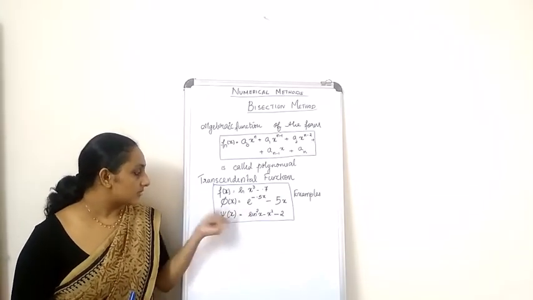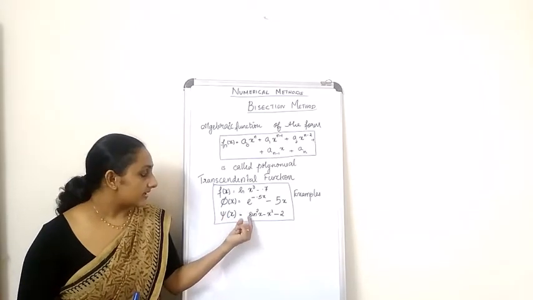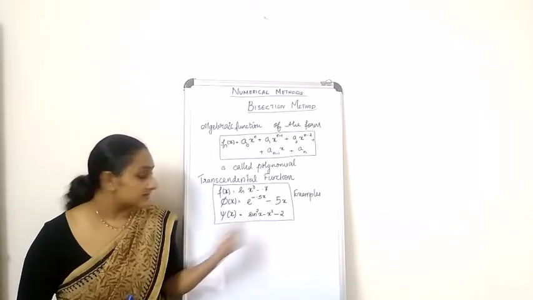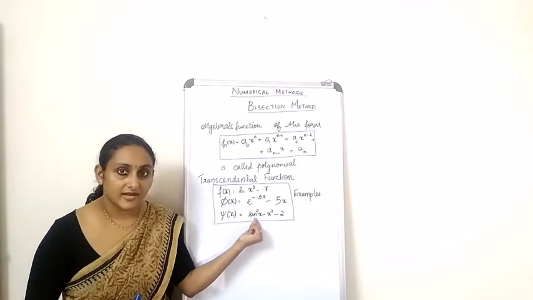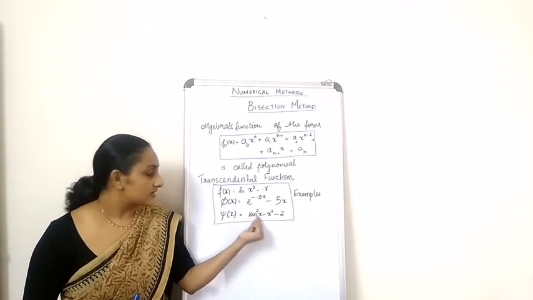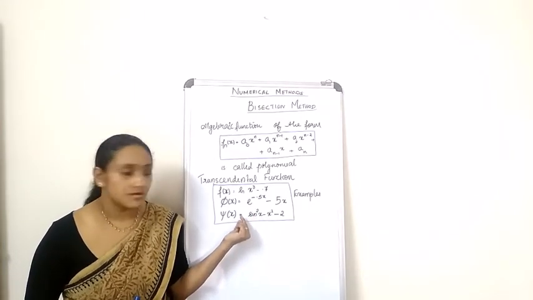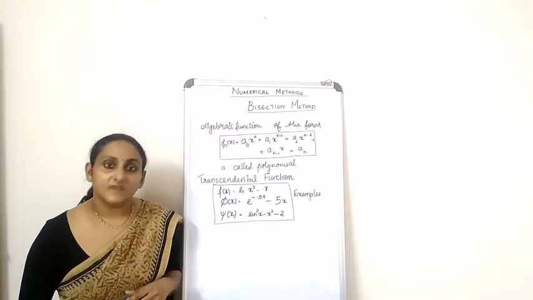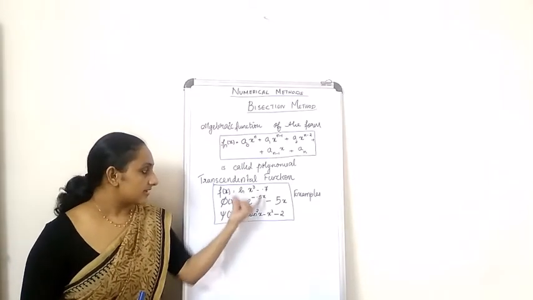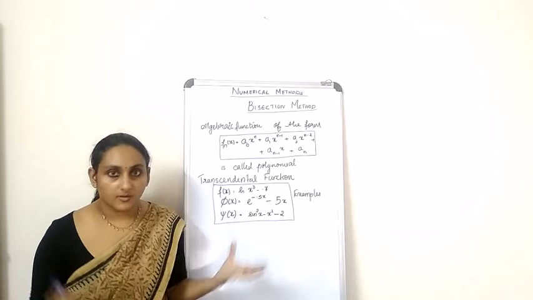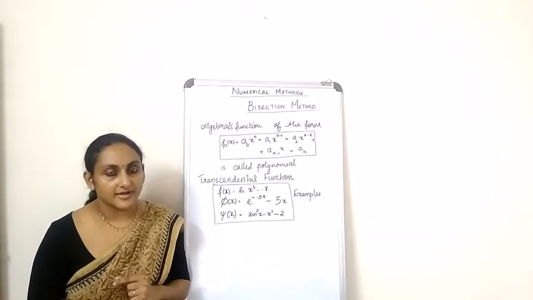Coming on to the third one, psi of x, a trigonometric function, sine square x. A trigonometric term is involved in this function. So again, this is called a transcendental function. So these three are a few examples that I can quote right now.